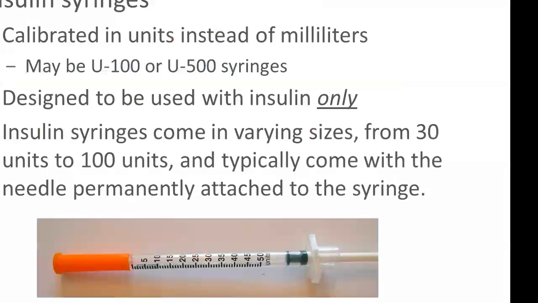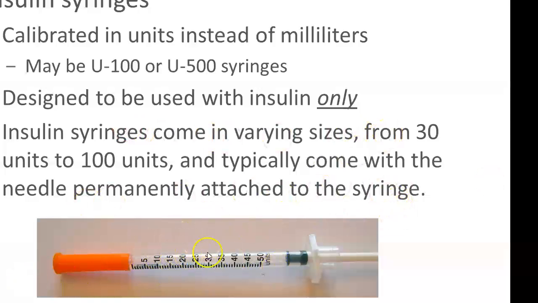Okay. Now, when we were talking about sub-Q, one of the most common types of sub-Q injections would be using an insulin syringe, in which we would administer insulin to our patients. We don't label those as milliliters. We label insulin as units, and it can be a U100 or U500 syringe, and this is only used for insulin. They come in varying sizes, anywhere from 30 units to 100 units, and typically come with the needle permanently attached to the syringe.